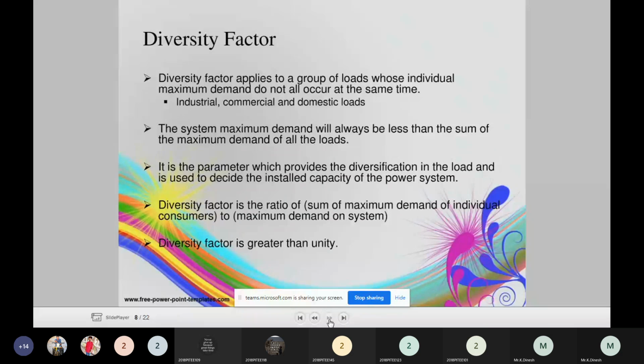Diversity factor. Diversity factor applies to a group of loads if their maximum demands do not occur at the same time. So it is for your industrial, commercial, and domestic loads. So what is diversity factor? The definition is the sum of maximum demands of the individual consumers to the maximum demand of the system. So it should always be greater than unity.